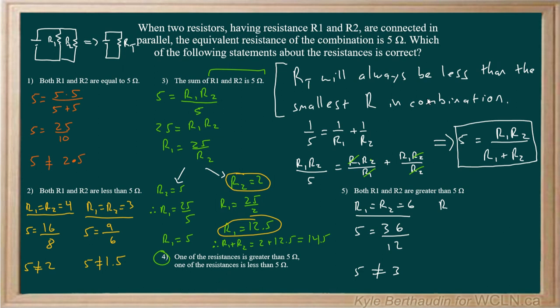So if you keep going, you're going to get numbers that are getting closer and closer to 5 until you get to R1 equals R2 equals 10. That's the magic number. So writing out our equation, we have 5 equals 10 times 10, which is 100, divided by 10 plus 10, which is 20. 20 goes into 100 5 times. And we find, finally, that 5 does equal 5.